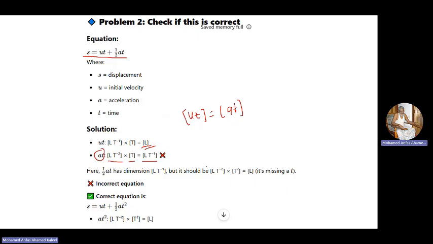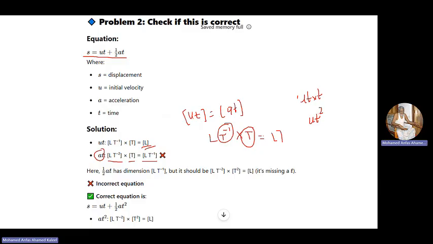So what's happening here? We have to equate the dimensions. The dimension of at is LT^-1. To remove this T^-1, we have to multiply by the dimension of T, then it will become the dimension of L. It means at should be multiplied by t. Then the term is at squared.